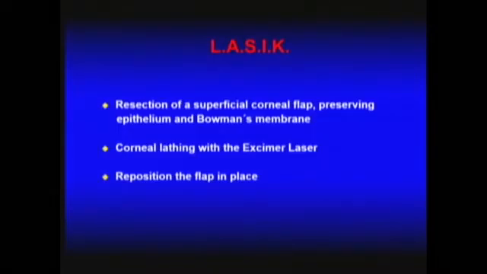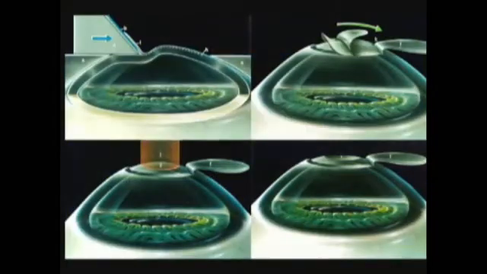The LASIK is a resection of a superficial corneal flap, preserving epithelium and Bowman and some superficial stroma, and then creating the lathing with the photoablation with the Excimer laser, and reposition the flap back. So creating the flap, at the beginning we tried 150, 160 microns flap, then the ablation, and put the flap back in position.